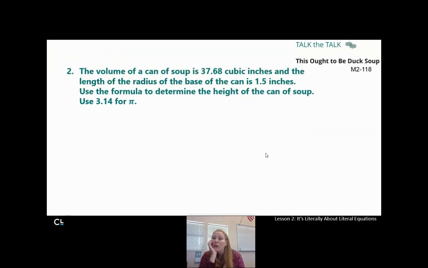Okay, so now that you have this formula, you got the h all alone, let's do something with it. The volume of a can of soup is 37.68 cubic inches, and the length of the radius on the base of the can is 1.5 inches. So use the formula to determine the height of the can of soup. And don't forget, for pi, you can plug in 3.14. I know you know that, but don't forget it, okay? Go ahead and hit pause to use your formula and work this out, and then hit play when you're ready to check your work.